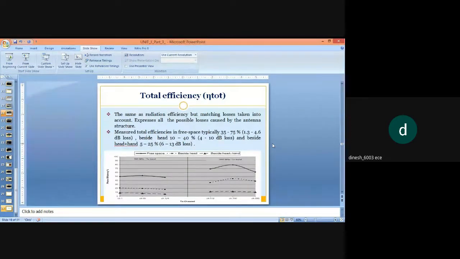So here is a graph showing the phone efficiency with respect to the transmission channel. For 900 megahertz transmission band and for 1800 megahertz transmission band. Free space and beside head and beside head and hand.